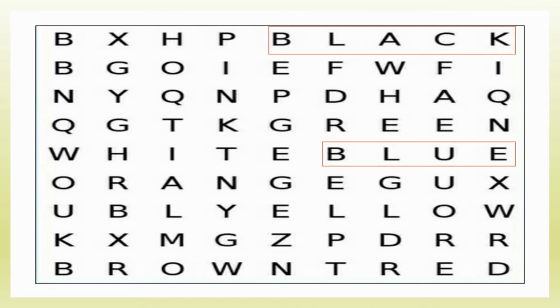I hope you have found some more names of colors by now. For example, beside blue, we can see one more name of a color. In the third line also, I can see one more name of a color. Yes, very good. In the last line also, there is one name of a color. So, in this way, I hope you find all the names of the colors.